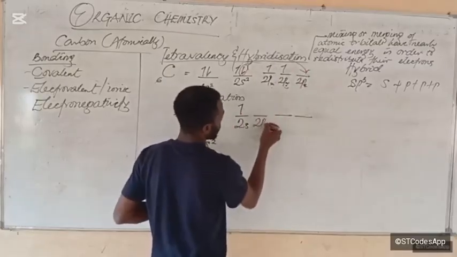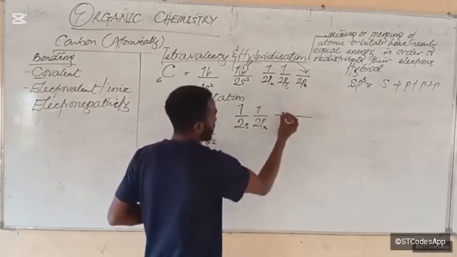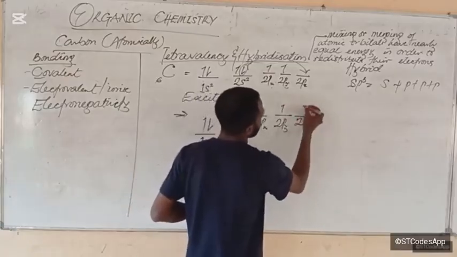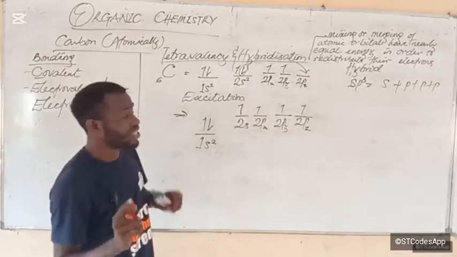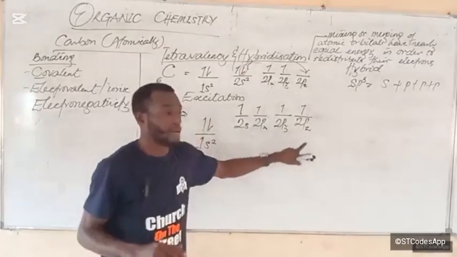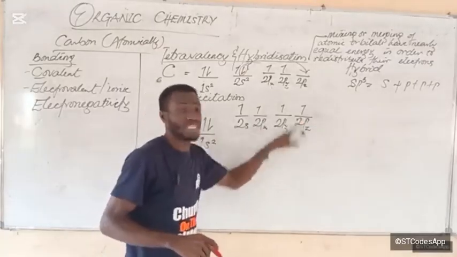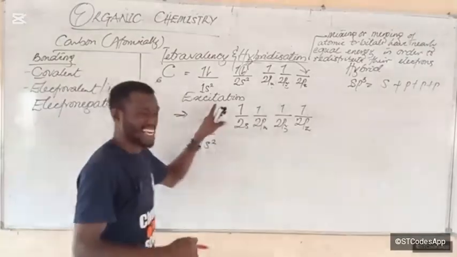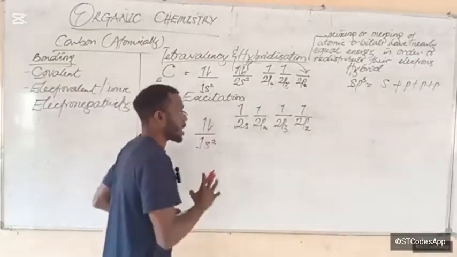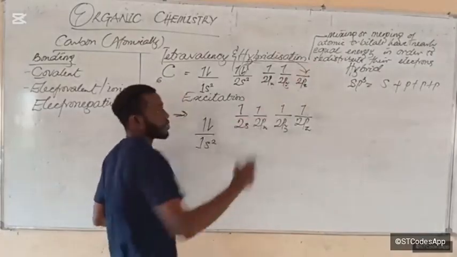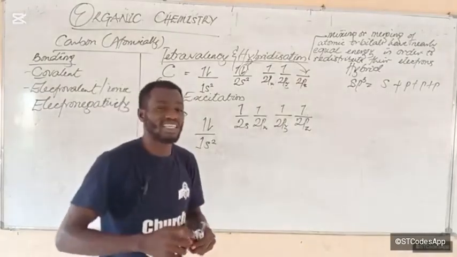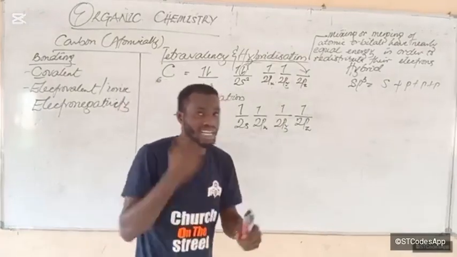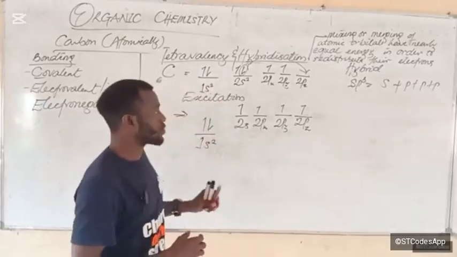Then the 2p sub x is going to have one electron as it initially had. The 2p sub y is going to have one electron, and the 2p sub z is also going to have one electron now. Initially, the 2pz was without an electron. But when carbon wants to engage in chemical bonding, it will get excited, and in that excited state, it promotes one electron to that point, which results in an increase in its energy. Is that clear? So it becomes more unstable, or more reactive.